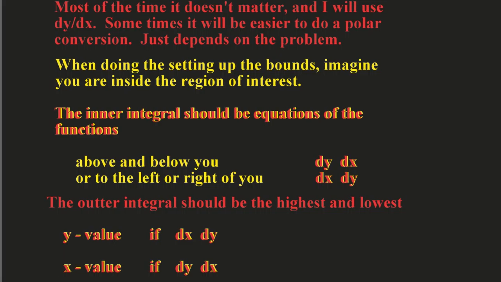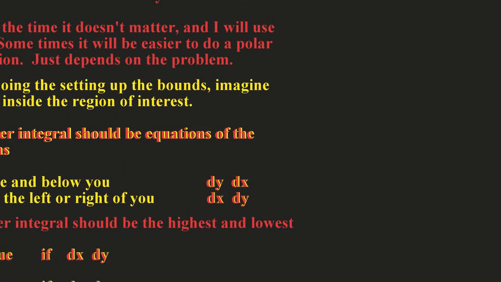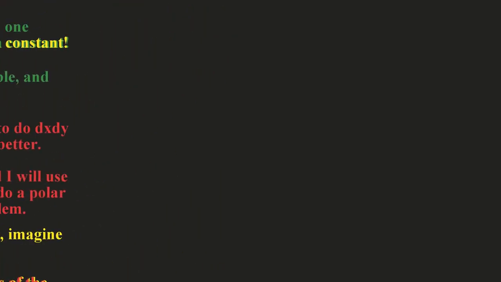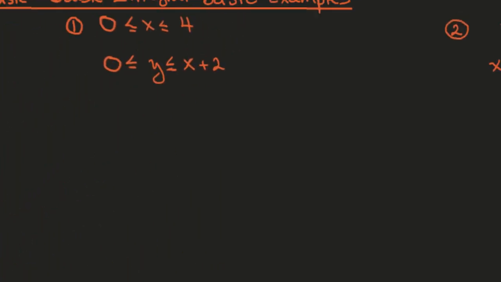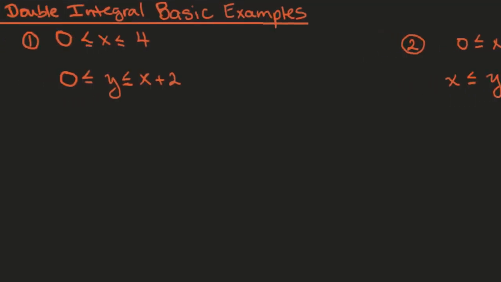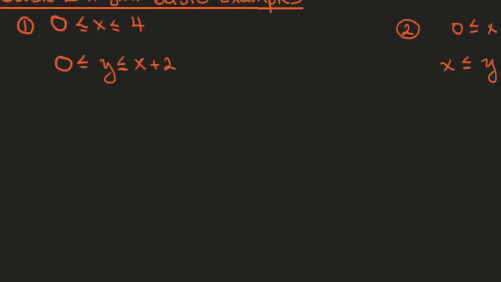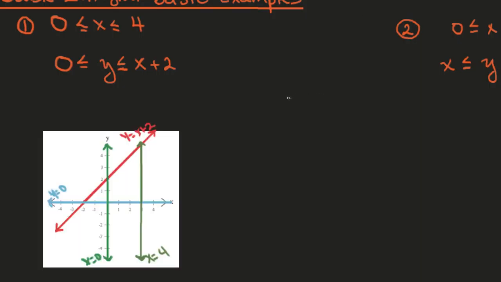If you've got a rough idea of what the pictures look like, it would help, but if not, it might be a good idea for you to go back and review some of your basic graphing skills. So let's look at this problem here. We've got x values between 0 and 4, y values between the x-axis and this line. So if I were to graph this function, it would look like this. So this is the area that we're talking about, and in yellow you have your region of interest.